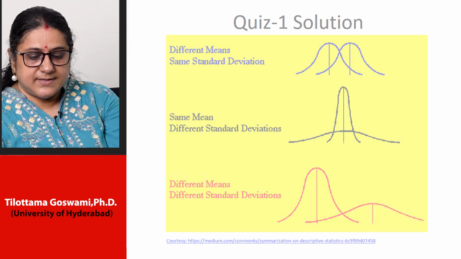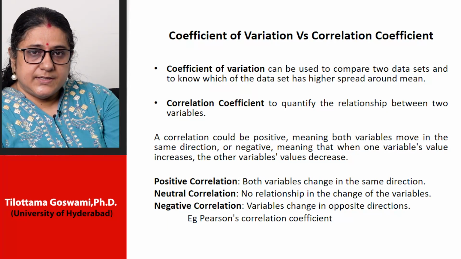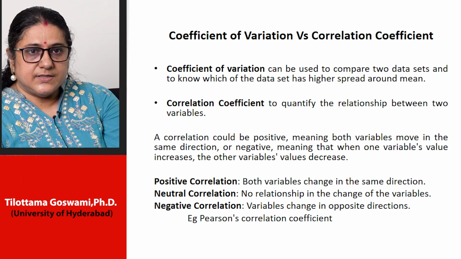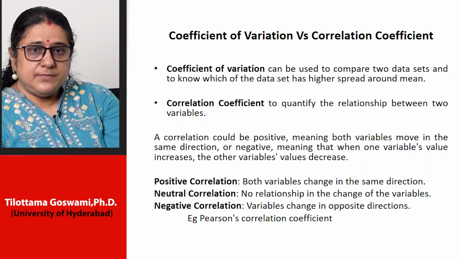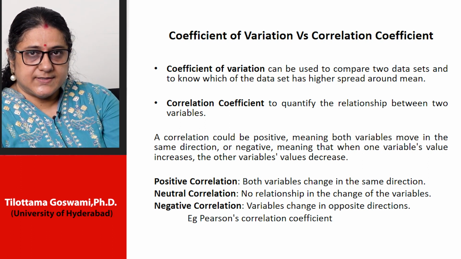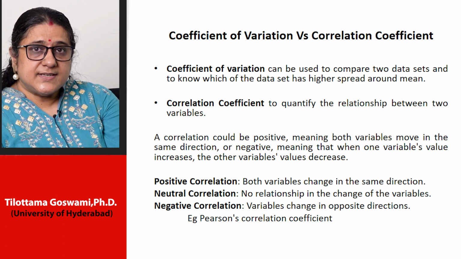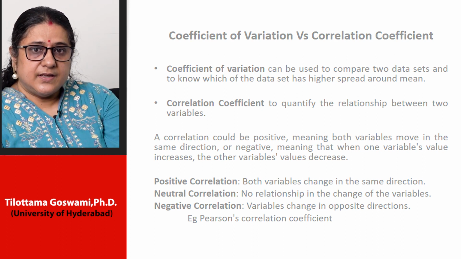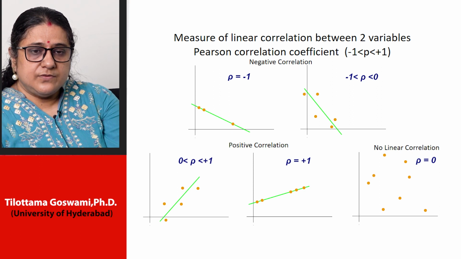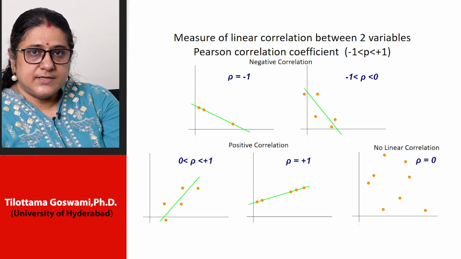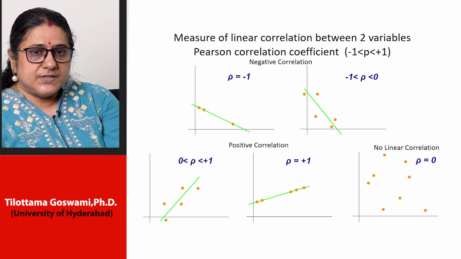and different standard deviations. There are two very important concepts: coefficient of variation and correlation coefficient. Coefficient of variation can be used to compare two data sets to know which data set has a higher spread around the mean. Whereas correlation coefficient quantifies the relationship between two variables, whether they are in a positive direction or in a negative direction.